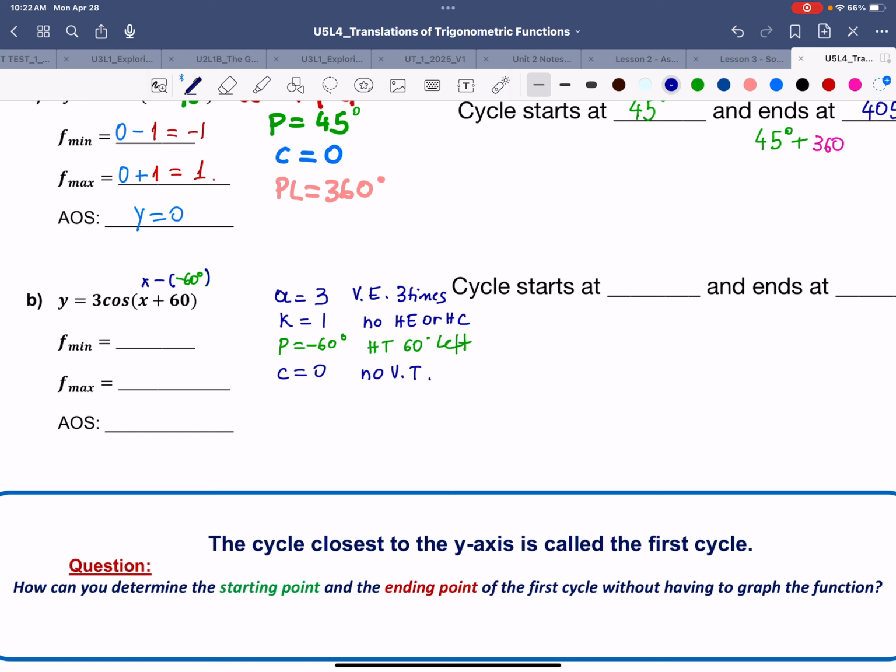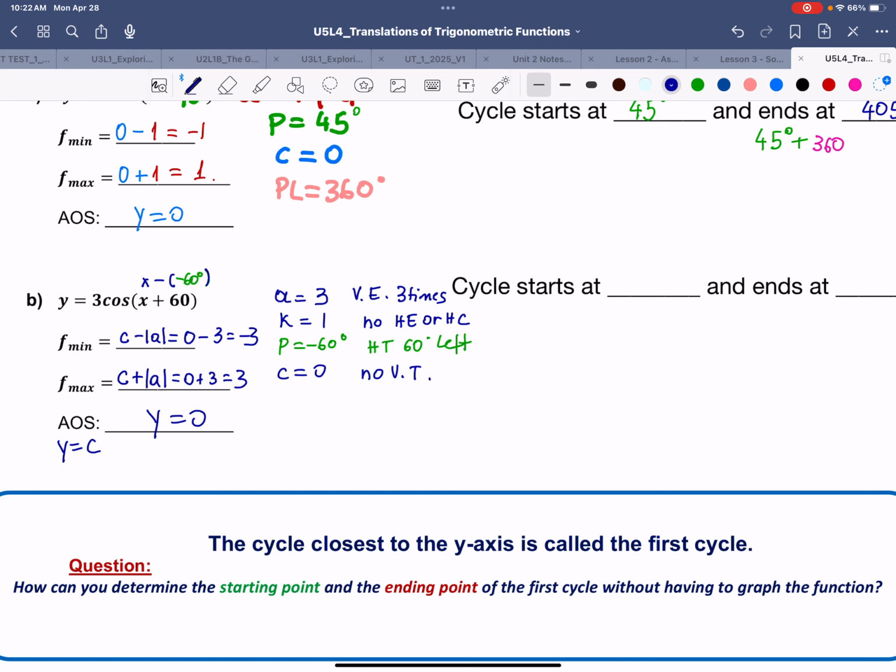Now, for minimum, maximum, and axis of symmetry, we always refer to the vertical coefficients, which are A and C. The axis of symmetry, again, is y equals c. In our case, y equals 0. So the maximum and the minimum are determined by the formula. For the minimum, from the axis of symmetry c, we subtract the amplitude: 0 minus the amplitude of 3 is negative 3. And for the maximum, from the axis of symmetry we add the amplitude, so 0 plus 3, which would be equal to 3.